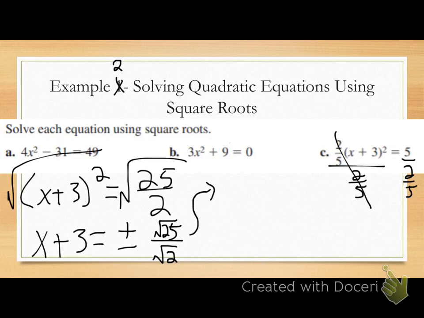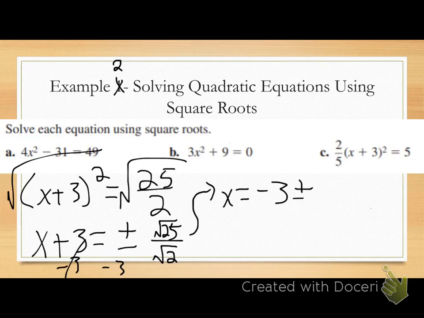How would I get x by itself now? Subtract 3. So x equals negative 3 plus or minus, what would the square root of 25 be? 5 over square root of 2. Does everyone see that? I went ahead and simplified the square root of 25 in my numerator to become 5.